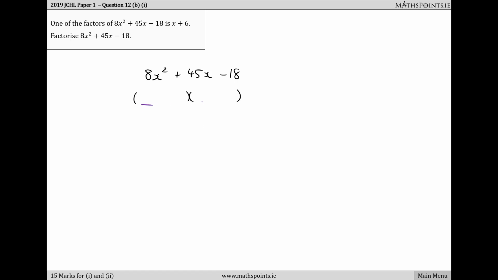Now we know that the first term in each bracket has to multiply to give 8x squared. So the possibilities are, we could multiply 8x by x, or we could multiply 4x by 2x. We know that the last term in each bracket has to multiply to give minus 18. So factors of 18 could be 18 and 1, we could multiply 9 times 2, or we could multiply 6 times 3. And finally, we know that when we place these combinations of terms inside the brackets, the product of the inner terms added to the product of the outer terms has to give us 45x.